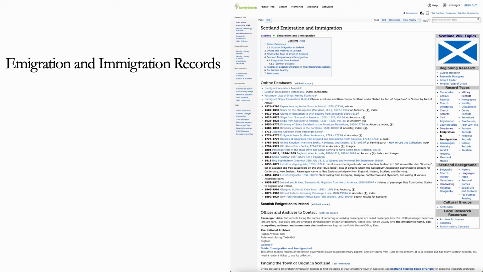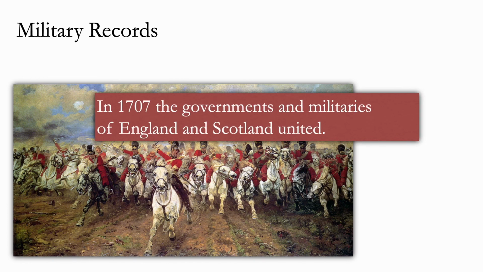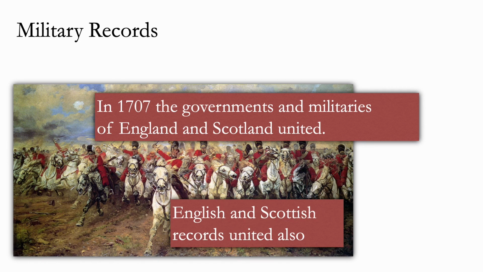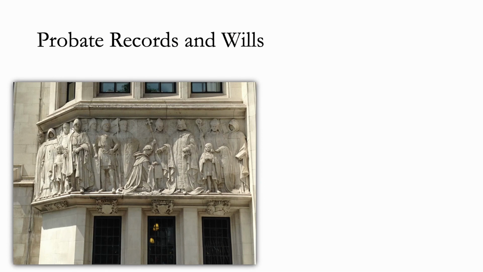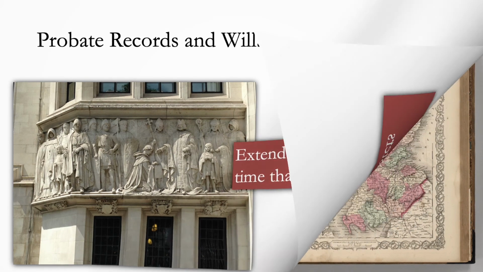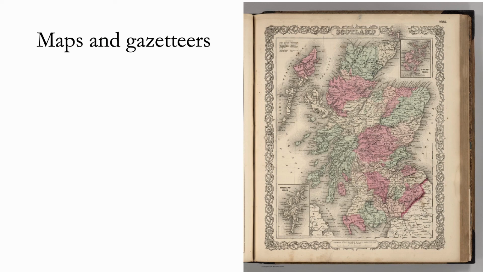The FamilySearch Research Wiki contains explanation and links to emigration and immigration records for Scotland. In 1707, the militaries of England and Scotland were combined, and the English and Scottish records were also combined. Probate records and wills can provide information for some people further back in time than the church records. Maps and gazetteers are essential to determining where records may have been kept. Search for maps and gazetteers online.